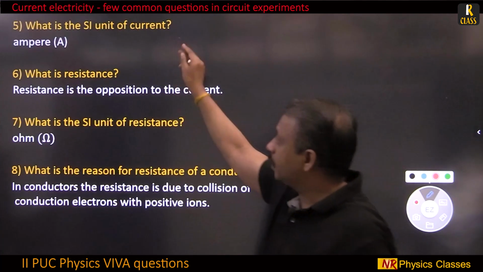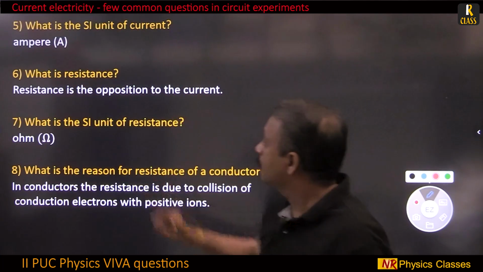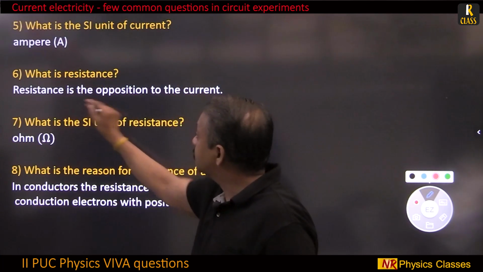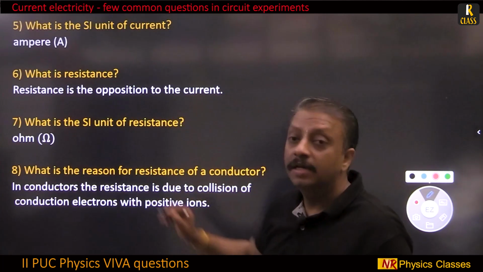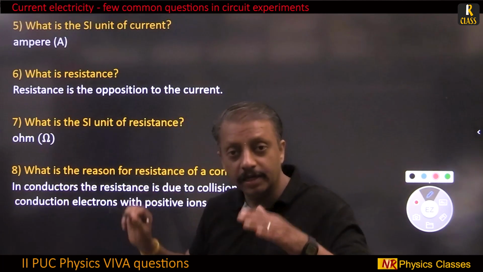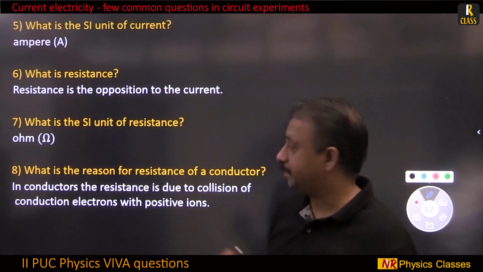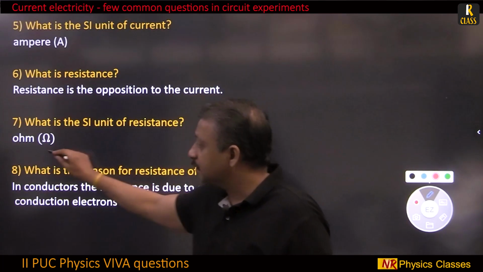What is the SI unit of current? Ampere. What is resistance? Resistance is the opposition to the current. Resistance of a conductor is opposition to the current. SI unit of resistance, ohm.